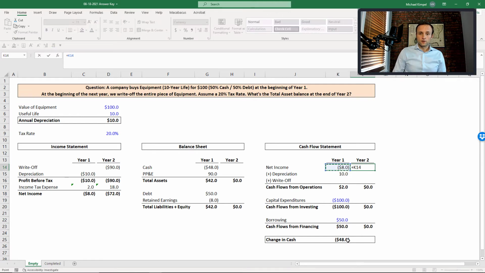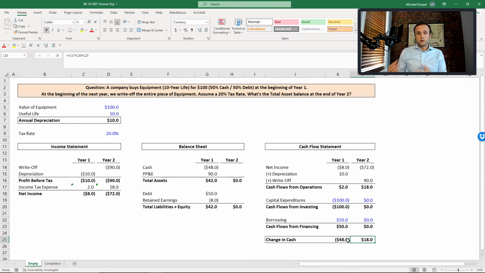Then we carry this over in step two to our cash flow statement. And now we need to actually add back that write-off because it's a non-cash charge. So we'll grab the negative 90 here and add it back. And that gets us to $18, which again is really just the cash tax impact of the write-off. We didn't purchase anything, and we didn't borrow anything. So our change in cash is going to be CFO, CFI, CFF, a change of $18.